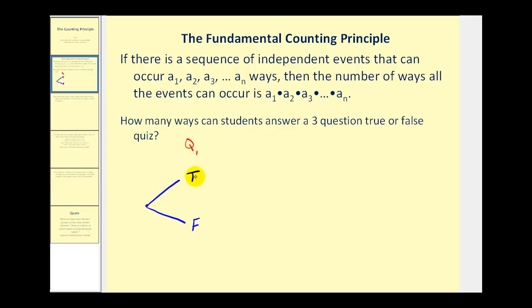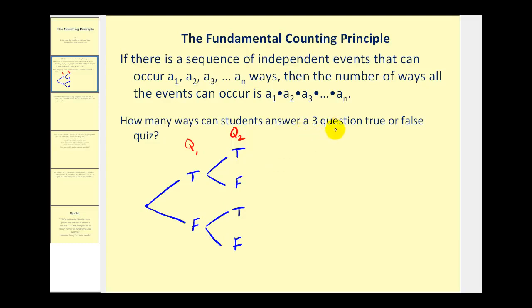But since there's also 2 ways to answer the first question, if the first question is true, the second question could be true or false. And also, if the first question is false, we have the option of true or false for the second question. So we can see after question 2, we have 4 possibilities: true, true, true, false, false, true, or false, false. Each of those being unique answers to this quiz.